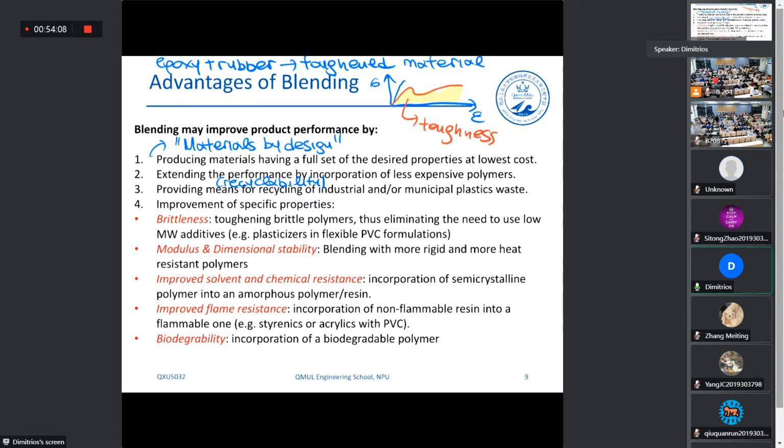Also, we can have improved solvent and chemical resistance by incorporation of semi-crystalline polymers in an amorphous polymer resin. How do we do that? We do that by increasing the crystallinity. Of course, this depends on, sorry.